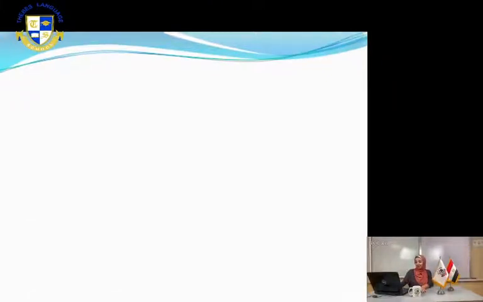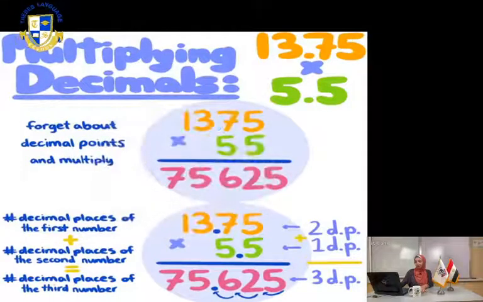Okay, let's start another one. Here we have multiplying decimal by decimal. We are going to multiply a decimal number by a decimal number, the same steps. Let's see.